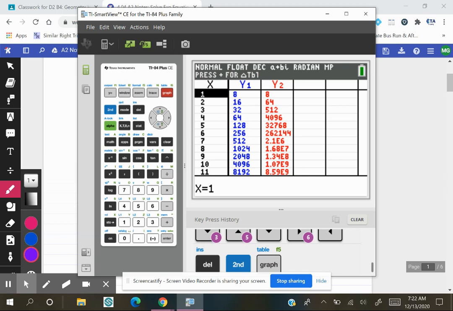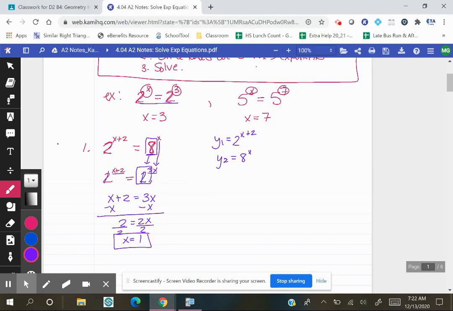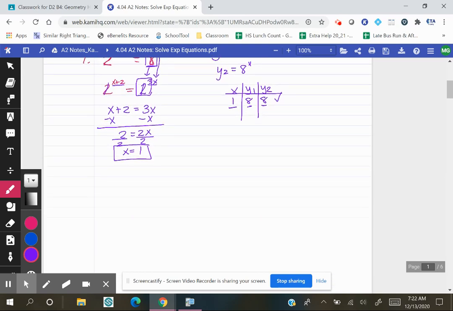So the first entry is x equals 1, y1 is 8, and y2 is also 8. And to show that check, you would just show that entry in the table. So at 1, and as soon as we see y1 and y2 are the same, it means they intersect there. It means those two equations are equal at that point because they have the same x value of 1 and they have the same y value of 8.